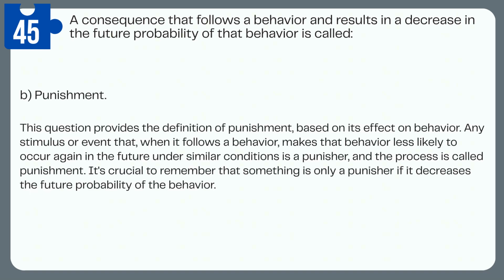Answer: B. Punishment. This question provides the definition of punishment based on its effect on behavior. Any stimulus or event that, when it follows a behavior, makes that behavior less likely to occur again in the future under similar conditions is a punisher, and the process is called punishment. It's crucial to remember that something is only a punisher if it decreases the future probability of the behavior.